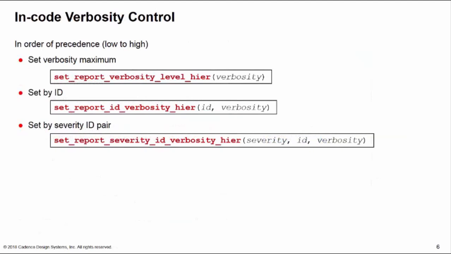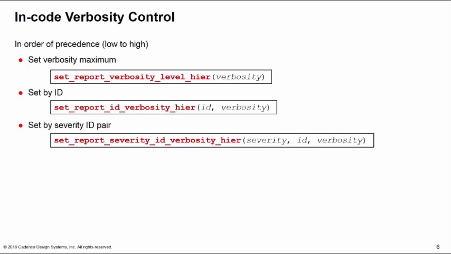Again, this is done with method calls. There are 3 method calls and they're listed here in order of precedence from low to high. We can simply set the verbosity maximum for a component or component hierarchy with report verbosity level. We can set the verbosity for reports with a certain ID using report ID verbosity, or we can set the verbosity setting for reports with a certain severity and ID pair using the severity ID verbosity call.